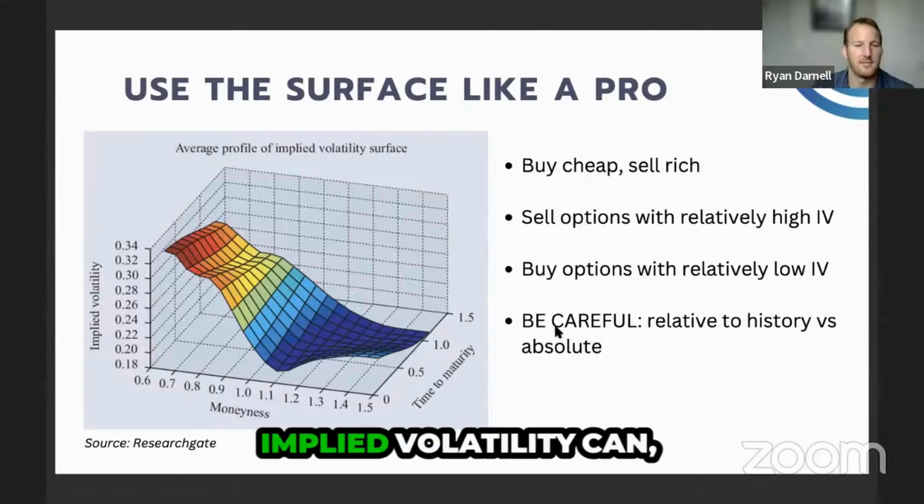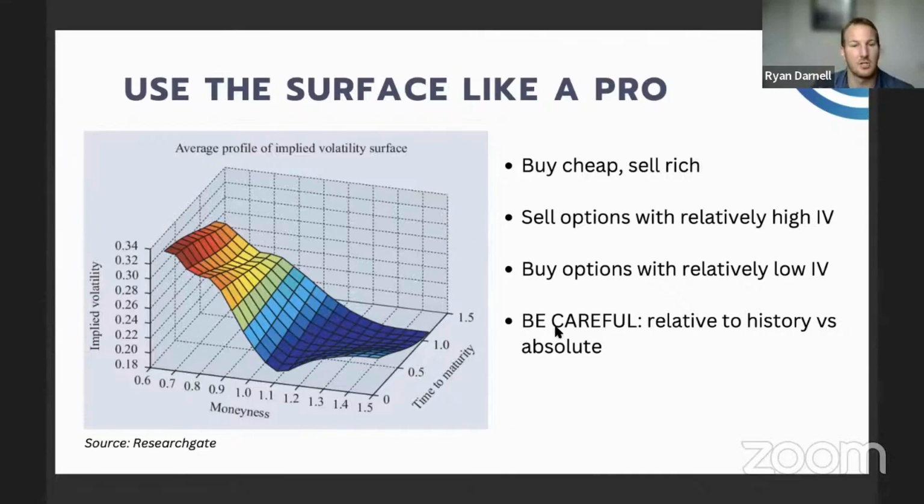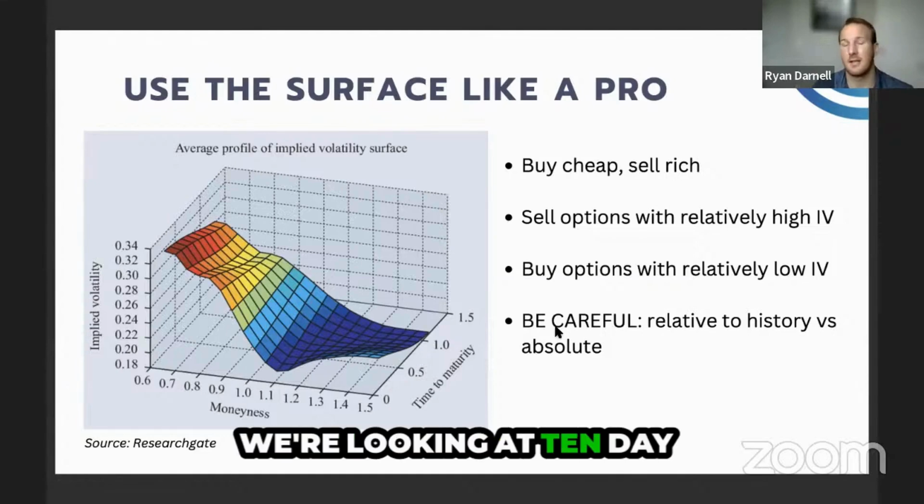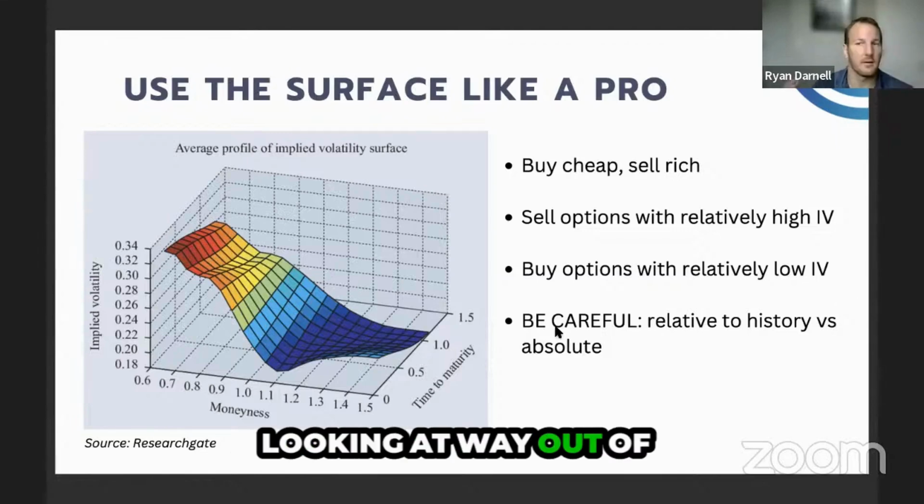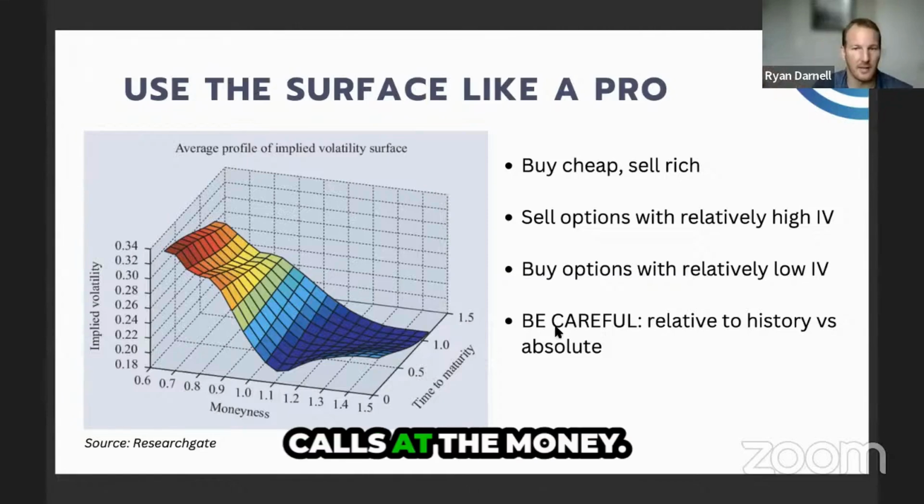So we know now that implied volatility can change a lot, even for the same security. When we talk about NVIDIA, you can see very different implied volatility based on if we're looking at 10-day options, 30-day options, 60 or 90-day options. And we know that it can change a lot if we're looking at way out of the money puts, way out of the money calls, at the money.